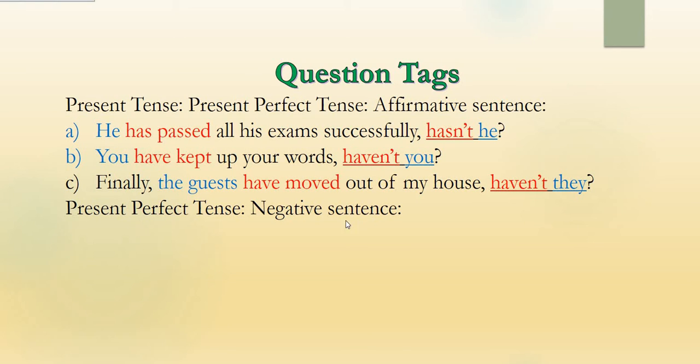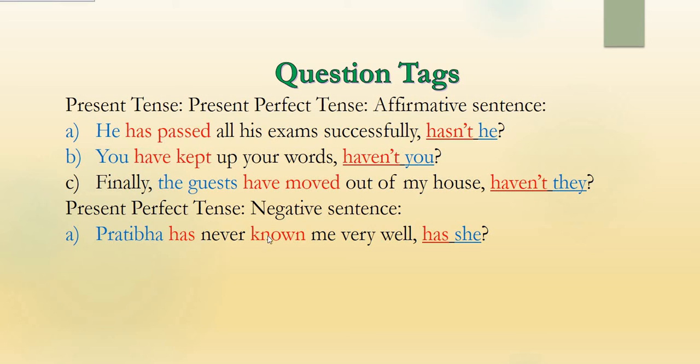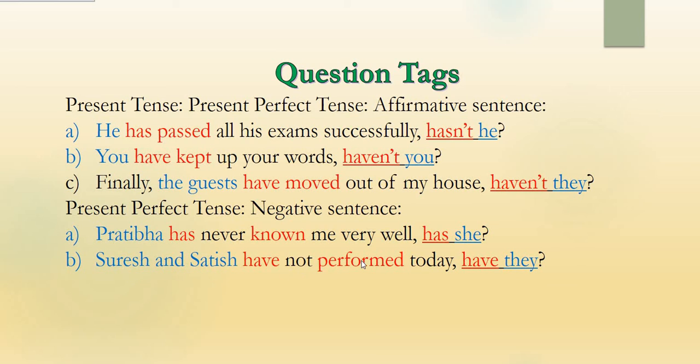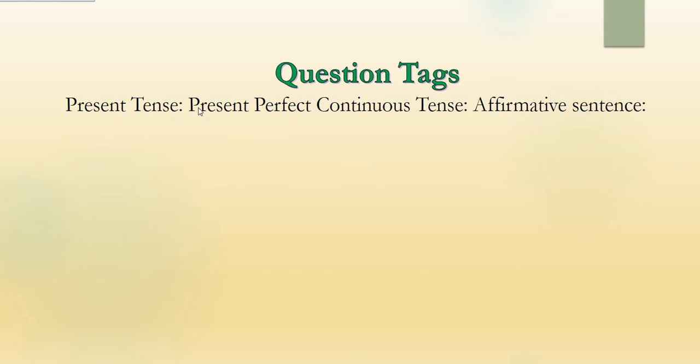Present perfect tense negative form. Pratibha has never known me very well. Never should be removed. Has she. Suresh and Satish have not performed today. Suresh and Satish plural. Have they. I haven't met her since summer. Have I.